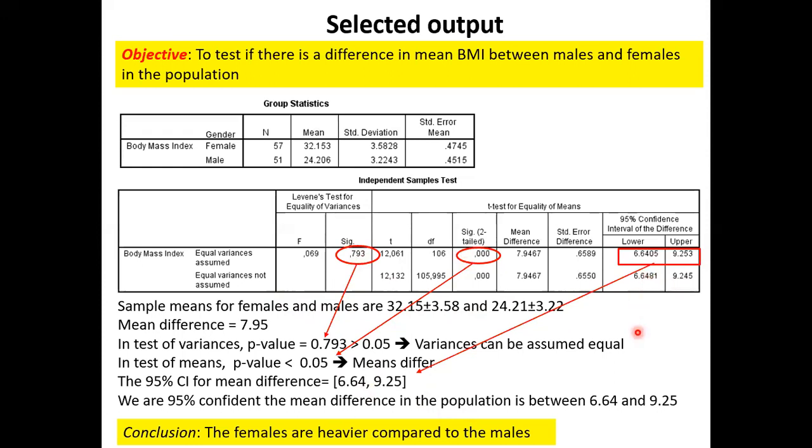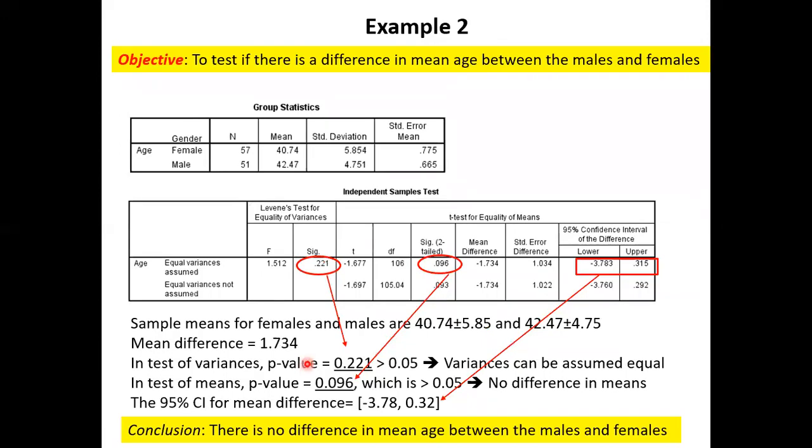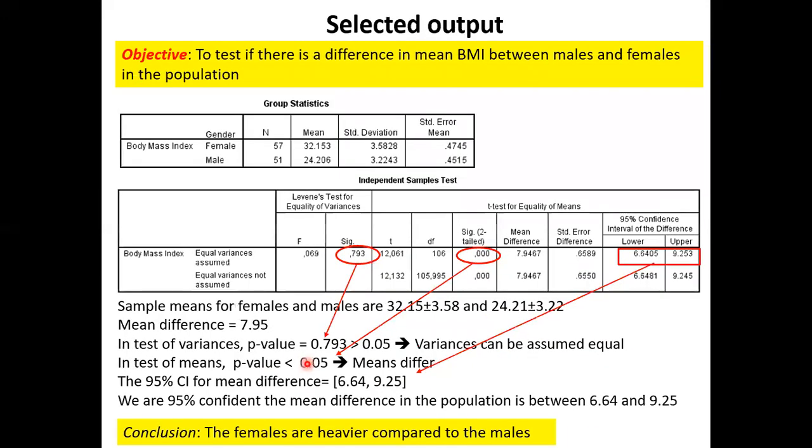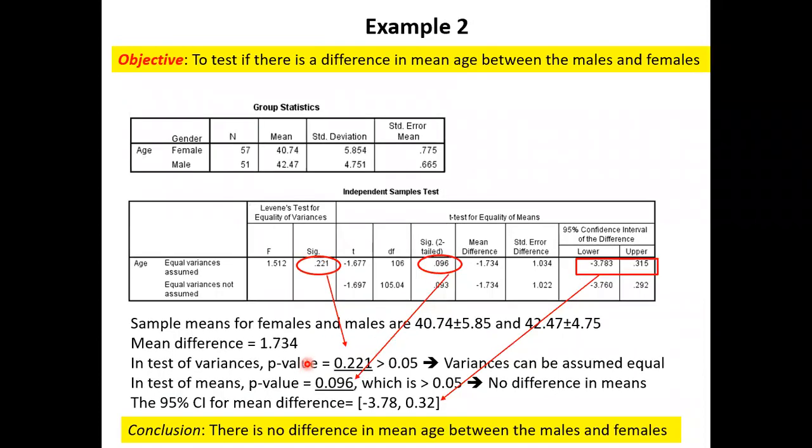So in a test of means, p-value less than 0.05 means the means are different, right? If the p-value is bigger than 0.05, the means are not different. Which means the females are not heavier than males? No, we say no difference at all. If we say there's a difference, who's heavier? When you say no difference, you don't ask any question. All right? Okay. Look at the second example.